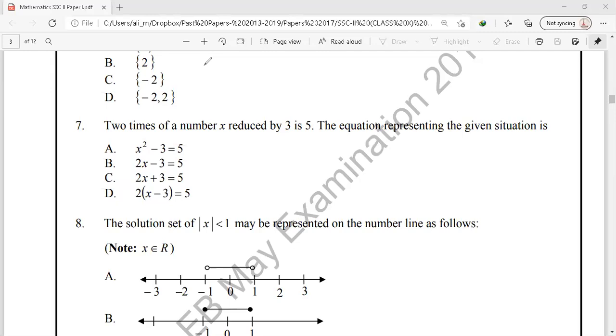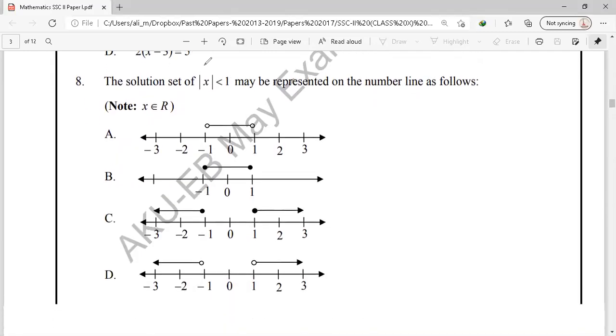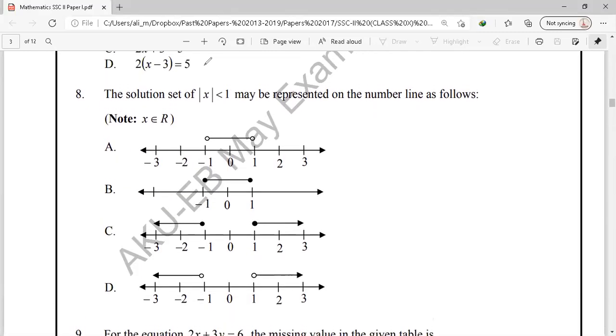So quickly let's move to question number 8. And in this question number 8, we have an inequality with the modulus, and we have to represent this on our number line. So the modulus of x is less than 1, where x belongs to the real numbers. And we have to represent this solution set on a number line.